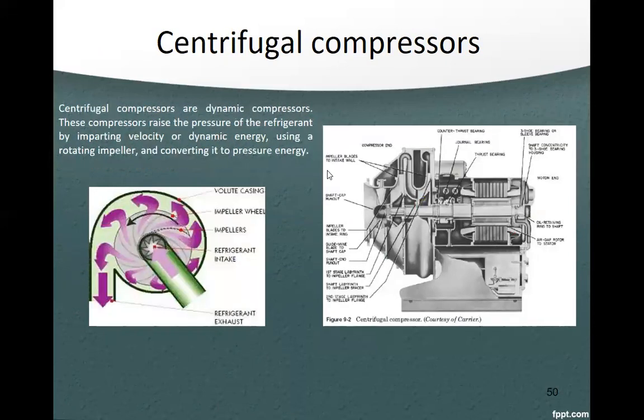Next type is the centrifugal compressor. Centrifugal compressors are dynamic compressors. This compressor raises the pressure of the refrigerant by imparting velocity or dynamic energy, using a rotating impeller, ito, and converting it to pressure energy.